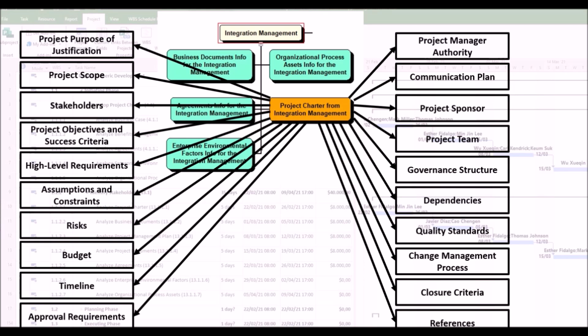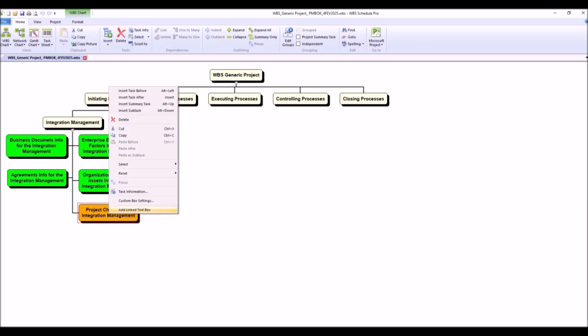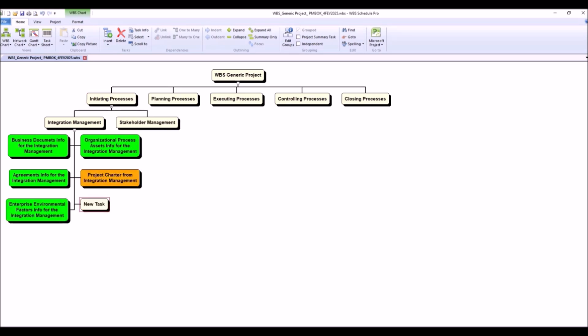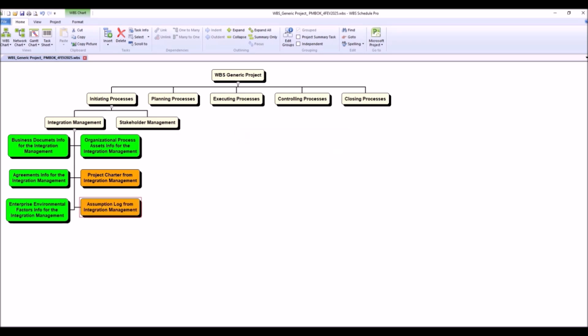In conclusion, by including these elements, the project charter provides a comprehensive foundation for the project, ensuring that all stakeholders have a clear understanding of the project's purpose, scope, and objectives. 2. The second important deliverable is assumption log from integration management. This log is initiated during the develop project charter process and updated throughout the project.